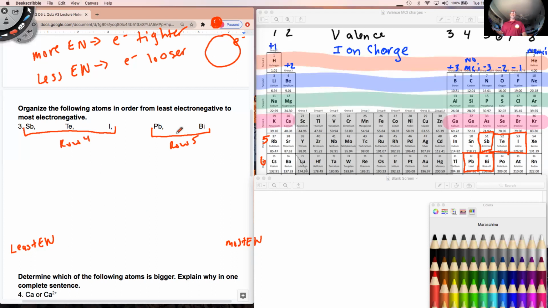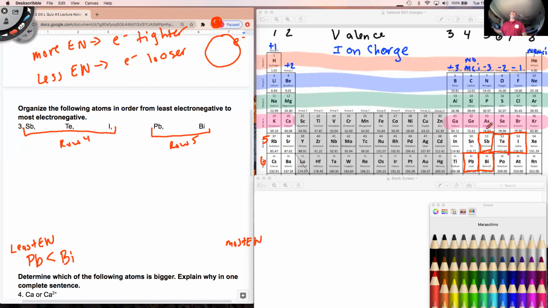So least is going to be lead and bismuth. And we want to say, well, which one would be least? If we take a look, we have lead, which has 82 electrons, and bismuth, which has 83. So lead is going to hold on the least. So we can put Pb, and then next would be bismuth. So then we have those taken care of because those are on row 6.